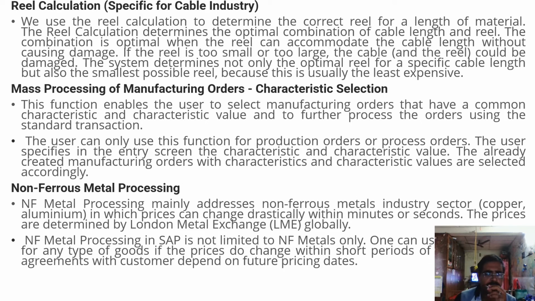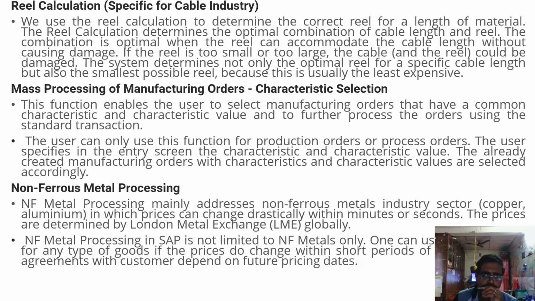Okay, and then reel calculation specific for the cable industry. We use a reel calculation to determine the correct reel for the length of material. So the reel calculation determines the optimal combination of cable length and reel. The combination is optimal when the reel can accommodate the cable length without damaging the cable, right? So if the reel is too small or too large, the cable and the reel could be damaged. The system determines not only the optimal reel for the specific cable length, but also the smallest possible reel, which is usually the less expensive, right?